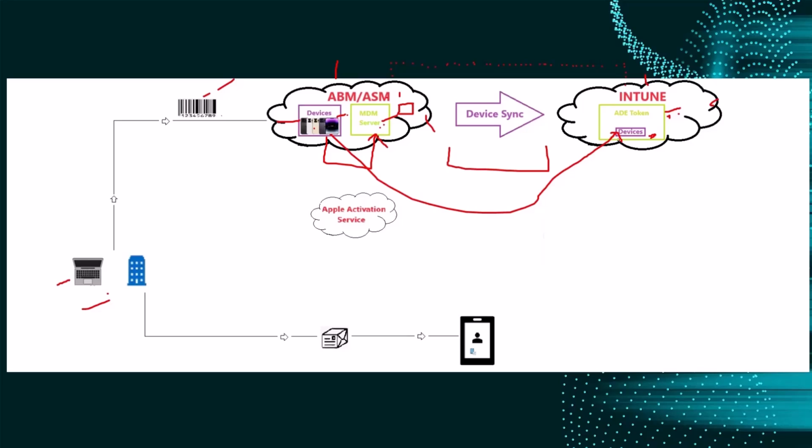Okay, so this is the setup, this is the background. Right now nothing has happened. The end user has not done anything. Only the admin has placed an order for devices, and he has uploaded the serial numbers of all those devices to ABM or ASM, and he has assigned these devices to a specific MDM server, which means he has already created an MDM server and an ADE token. So ABM and ASM are both talking with each other, and when he has assigned these devices to an MDM server, these devices now show up in the Intune portal as well, because this sync happens.